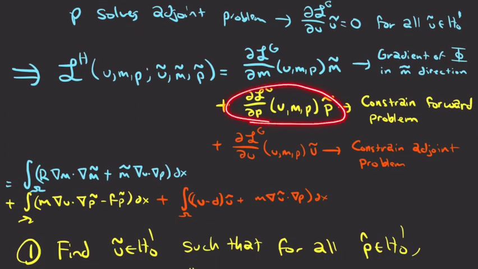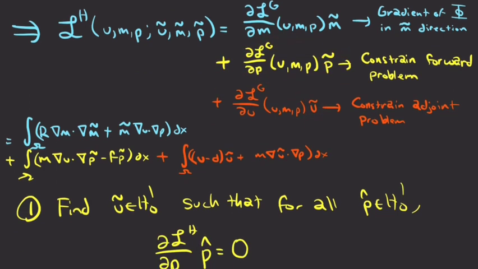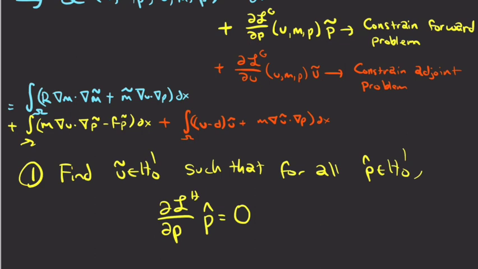This constrains the forward problem. We have this Lagrange multiplier P tilde and this Lagrange multiplier U tilde. And this is what our equation looks like. So that was our gradient. This was our forward problem in the P tilde direction. And this was our adjoint problem in the U tilde direction. And we proceed just as before. We take the partial with respect to P, and we solve this equation for all P hat.